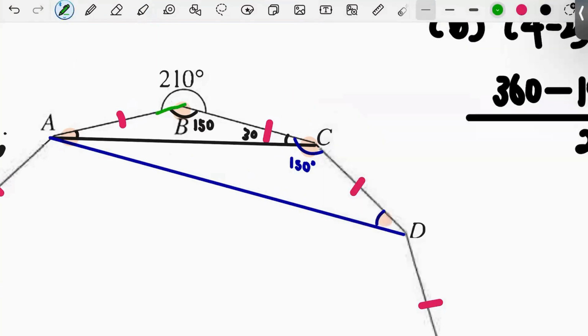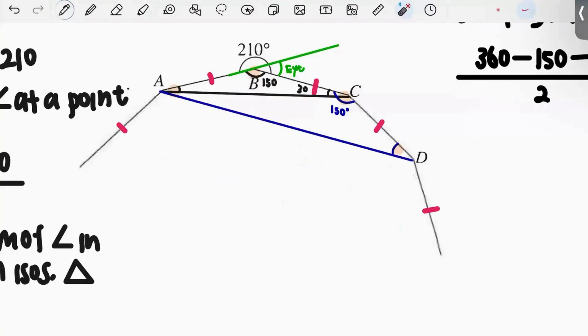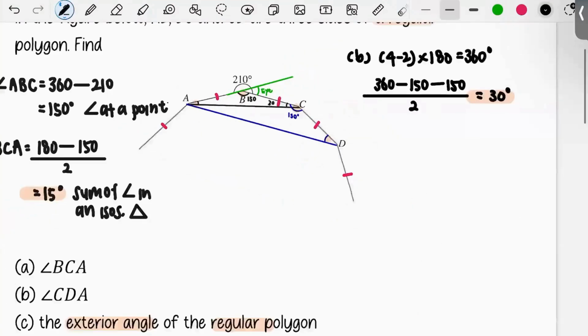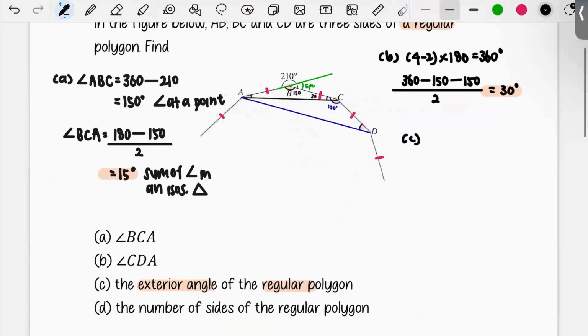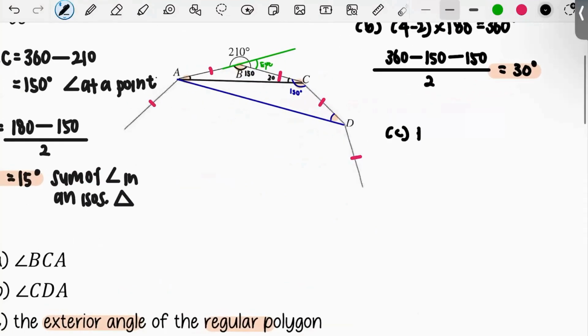So this is your interior, right? How do you get your exterior? Just take the line and extend. And this will be your exterior angle already. Easy, right? Just extend. You can extend the other side also, all right? So for part C, each interior angle and each exterior angle, you just need to know that they add up to 180. So when I subtract the interior angle, this is each exterior angle. They're all the same, right? Because it's a regular polygon.